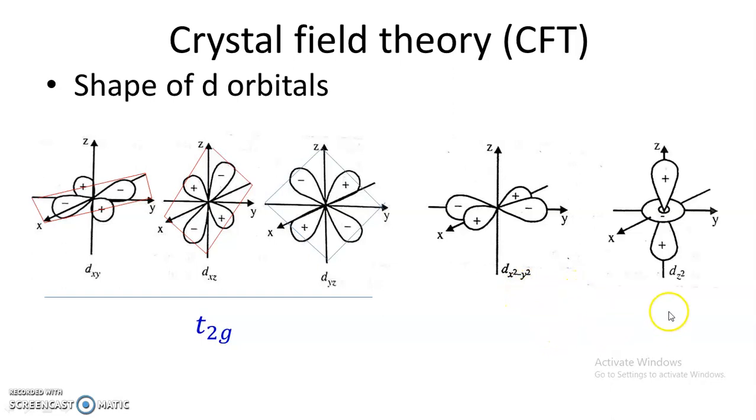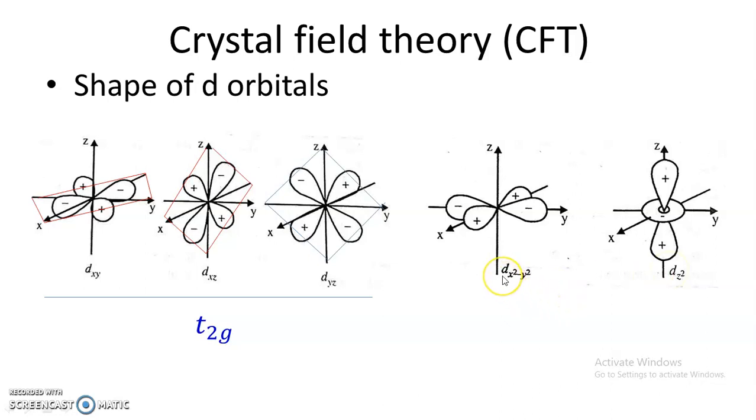Now consider the 5th orbital, that is the dz square orbital. In case of the dz square orbital, the lobes with positive sine wave function are oriented along the z-axis, whereas the two lobes with negative sine wave function form a ring, and overall the electron density is oriented along the z-axis.